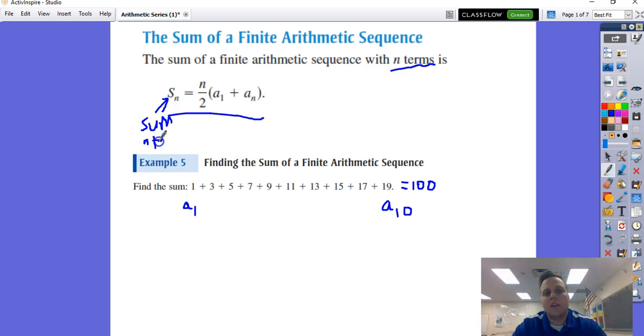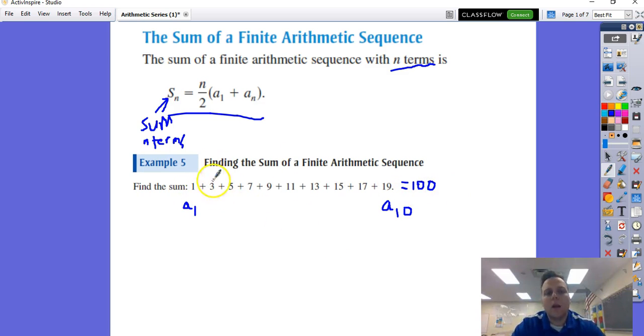Later on we get specific numbers, like instead of n terms, we say 10 terms, and we'll do that in a second. n is the number of terms, a sub 1 is the first term in the sequence, and a sub n is the last term in the sequence. Let's apply this formula to this example, because we know what the answer should be. The answer should be 100.